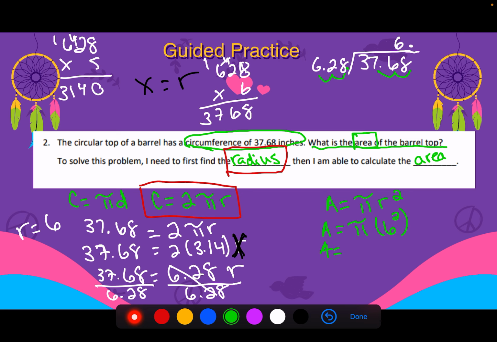We have pi times 6 squared, and we know that pi is 3.14. And then 6 squared is the same thing as 6 times 6. So what is 6 times 6? If you said 36, you are correct. So now you're going to multiply 3.14 times 36, and that will give you your answer. I'm not going to finish solving it. I think you can multiply on your own.